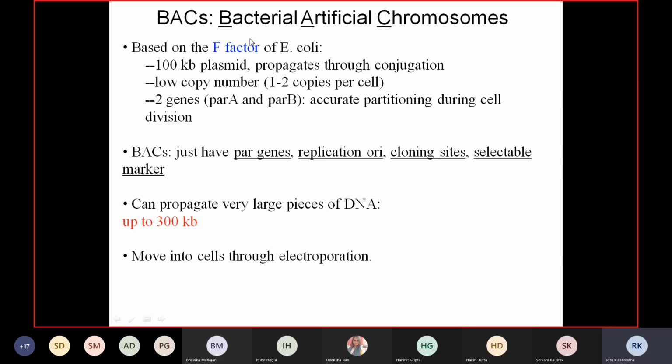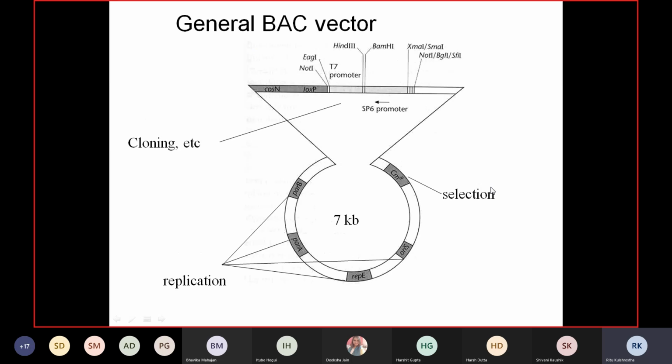So in general, this is all about BAC vectors. They are based on the F factor plasmid. What they have done is they have introduced these par genes, and they have also ensured that the genes which are involved in replication, like RepA and the origin of replication, are there. They have added a selectable marker. They have also added the MCS. They have also added certain enzyme sites which are present on either side of this particular fragment.